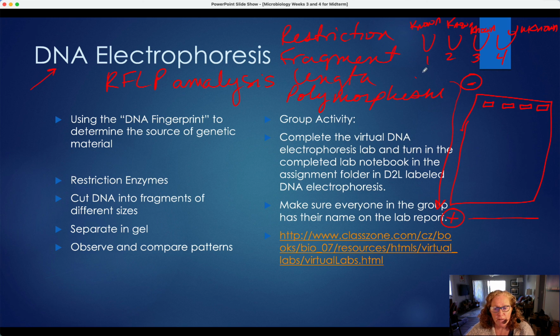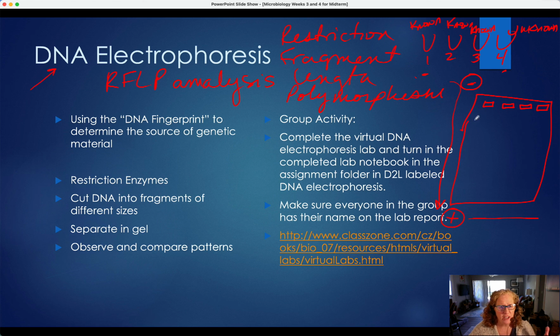If tube 1 is the source of DNA that I have in tube 4, then the number of fragments and the size of those fragments are going to be identical, hence the term DNA fingerprint.